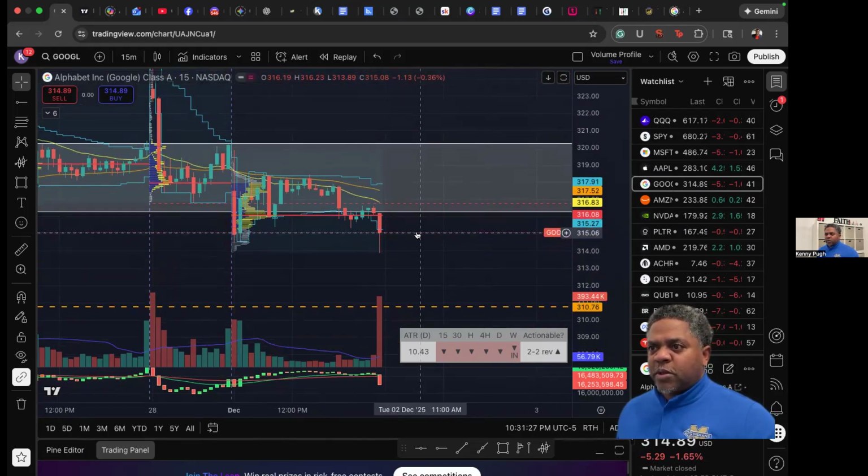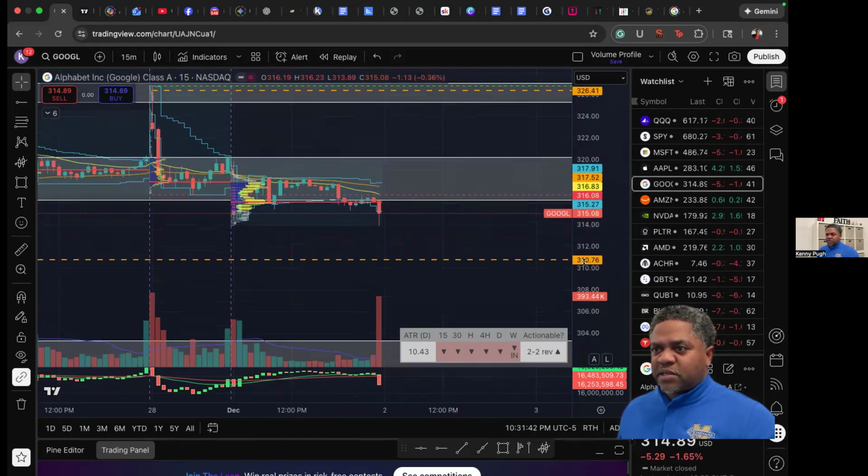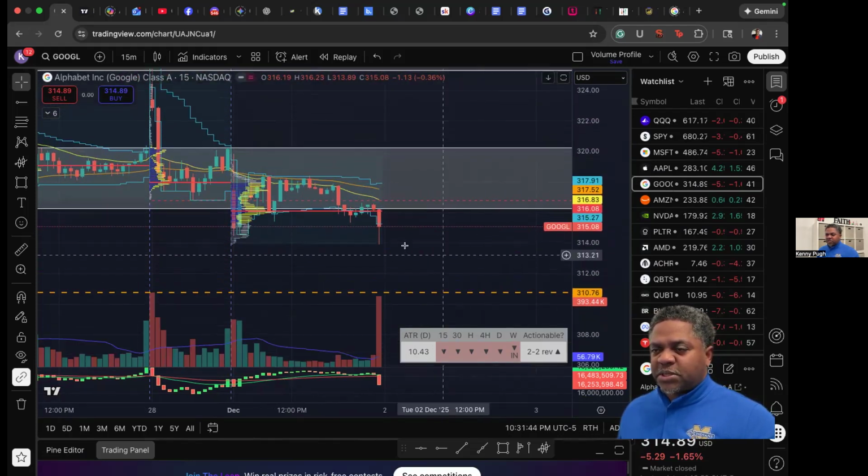For Google, we are in between zones, so I don't like to deal with that. So I would anticipate, and well, the 21 is under 50, so we would be looking for shorts. I don't like playing in between zones, so that's what makes this one particularly more challenging.